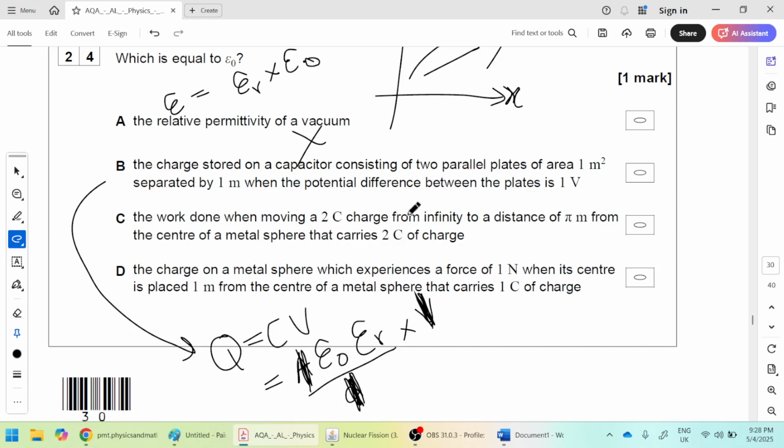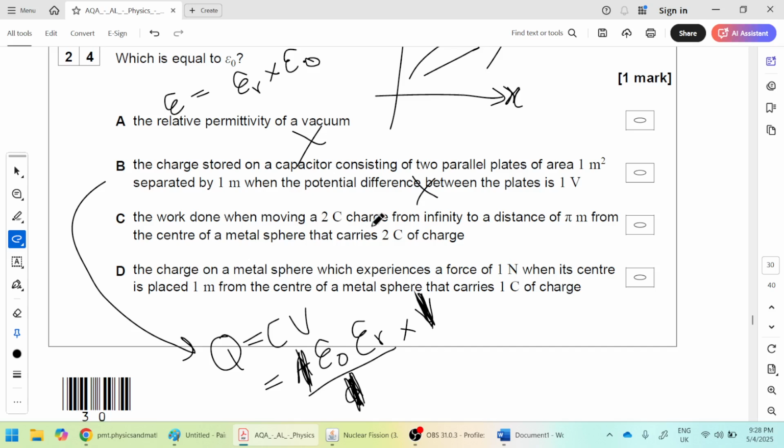So it depends on the dielectric. So is that cap? The charge is equal to epsilon naught epsilon r product. So it can't be directly equal to this, right? So I'm thinking that's not the case.